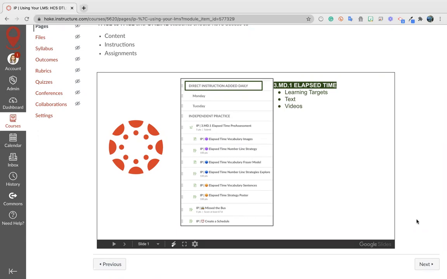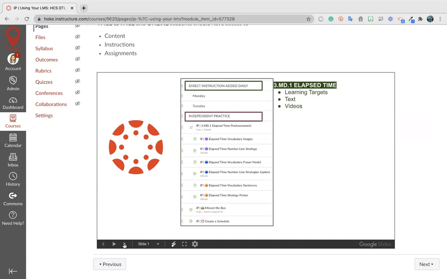Those pages can be made as you go along. So whatever I meet with my direct instruction on Monday, I can add those learning targets or goals. I can add text and videos or audio. Whatever we talk about during direct instruction, I can keep publishing a page Monday, Tuesday, Wednesday, and that pops up underneath direct instruction. And then you see independent practice there, labeled.